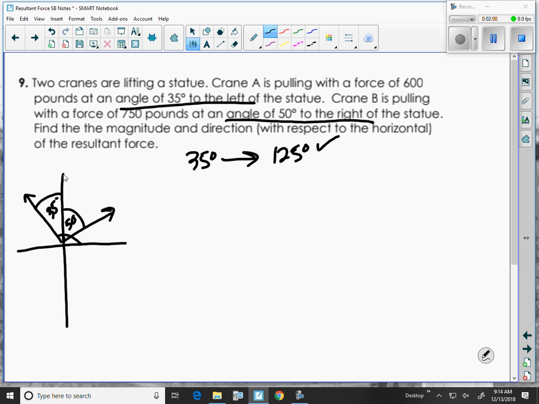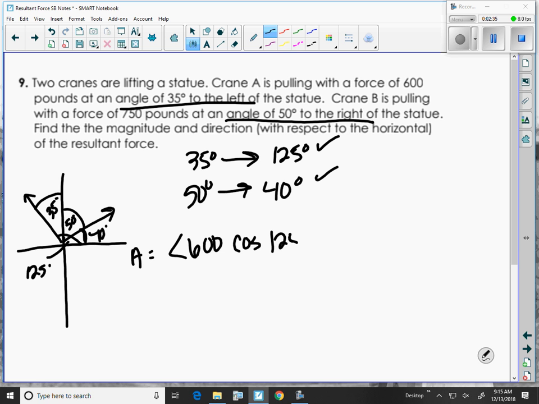Okay, now my 50-degree angle, we'll say this is 125. My 50-degree angle is how far from the x-axis, from the ground here? 40 degrees. Okay, and 40 degrees. So instead of the 50, we're going to use 40 degrees because that's in relation to the ground. We're thinking application-wise here. So those are the two angles that we're going to use. Okay, so let's focus on that 35-degree angle, which is now 125. That's a force of 600. So we have 600 cosine 125, 600 sine 125.